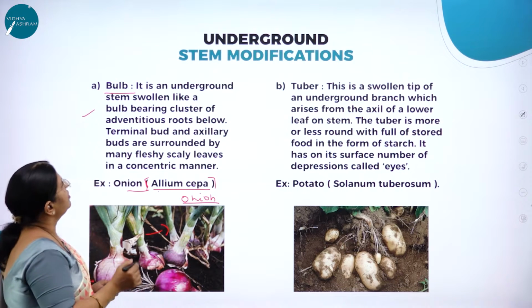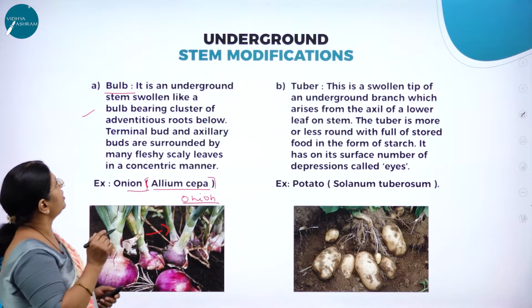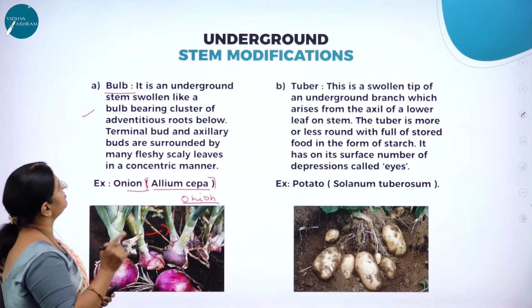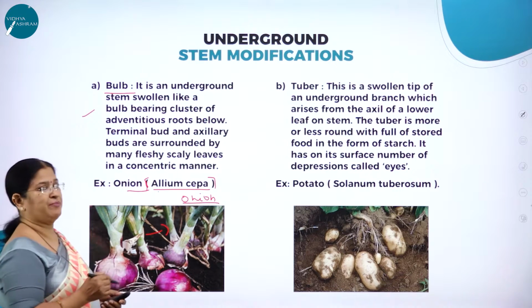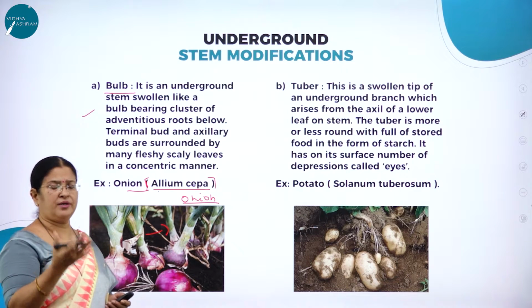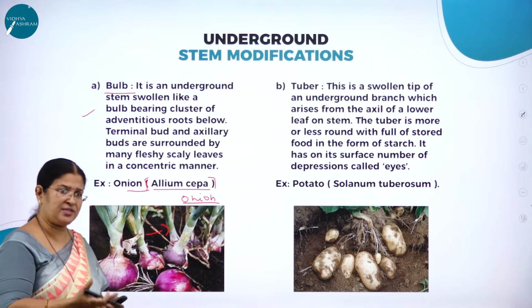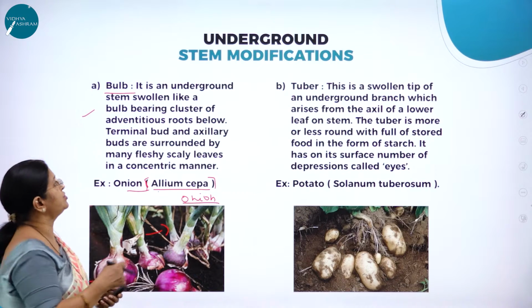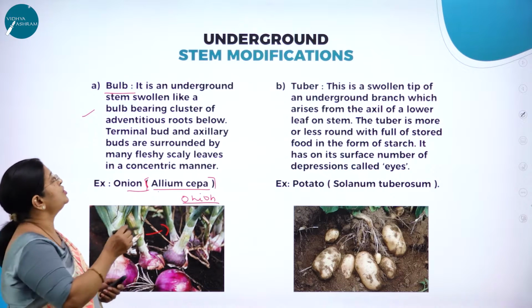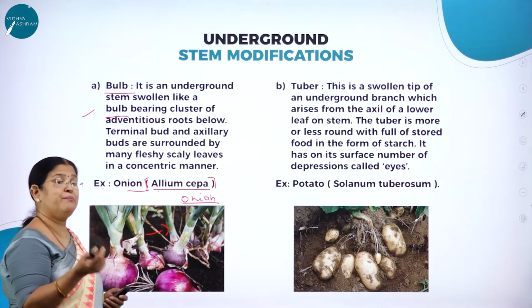Right? Now, moving on to the first example, that is bulb. It is an underground stem. I think all of you know the onion is grown inside the soil. So it is an underground stem swollen like a bulb, hence the name bulb.